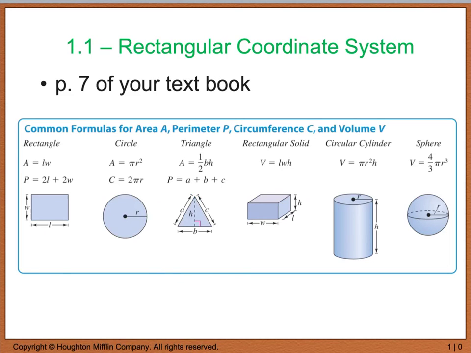Now the last thing that we're going to look at in section 1.1 deals with common formulas for area, perimeter, and circumference, and in some cases volume. These formulas can be found on page 7 of your textbook, and these are basic formulas that I do expect you to know. I will not give these to you on a test or quiz because it is expected that you know them by now. And you can go ahead and review these. If you have any questions, please let me know.